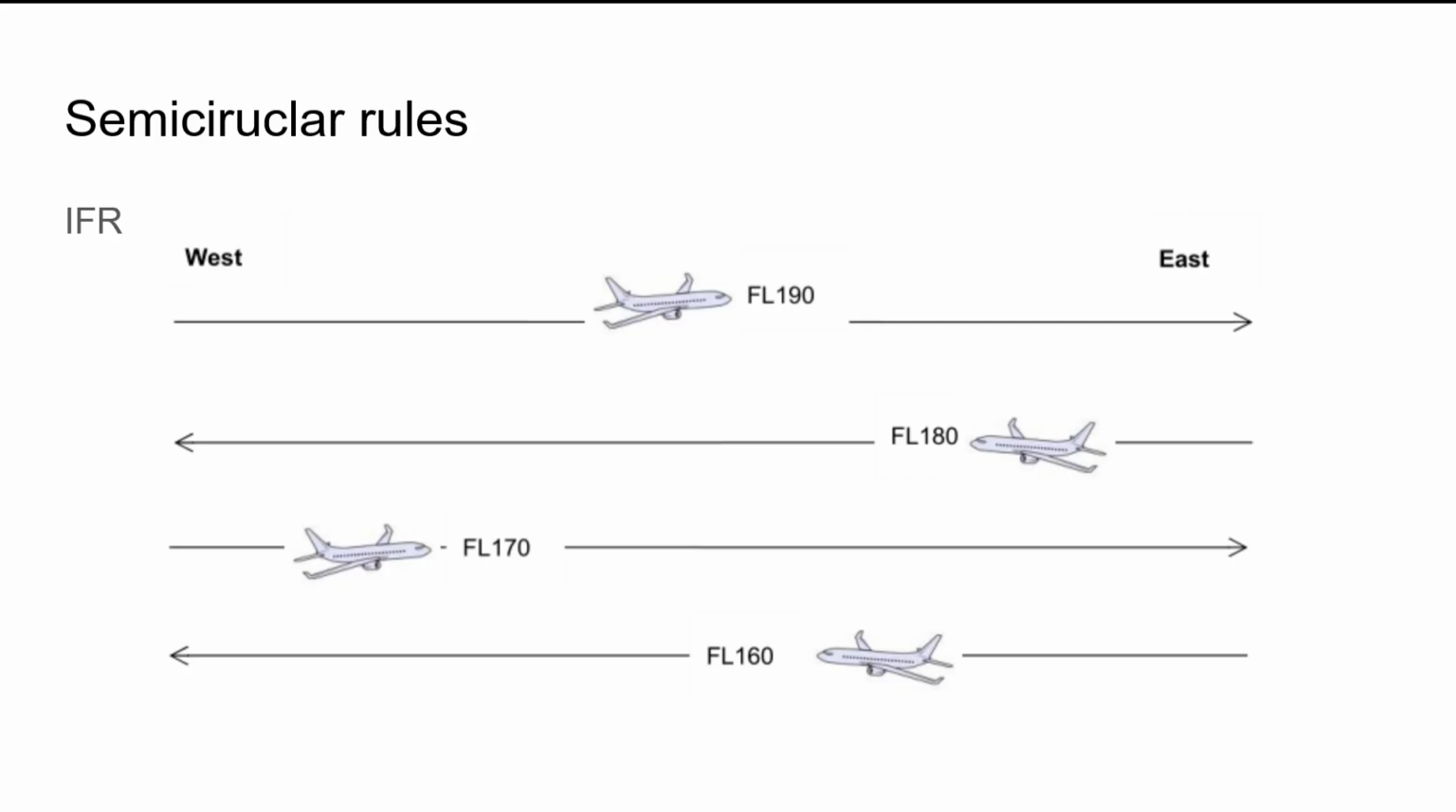Next thing, semicircular rules. We have IFR. They have to go east or west. When they go east or west, they fly at different flight levels. When they're going east, they fly odd. When they fly west, they fly even. If they're going directly south, they will fly on an odd level, and if they're going directly north, they will fly on an even level. For example, Rockford to Tokyo. You're going directly north from Rockford to Tokyo, it should be an even level. If you're going directly south from Tokyo to Rockford, it should be an odd level.